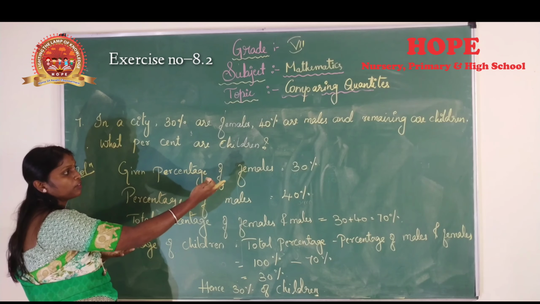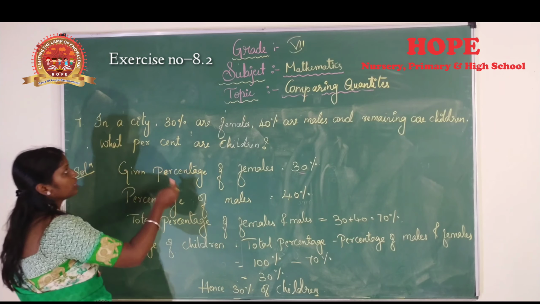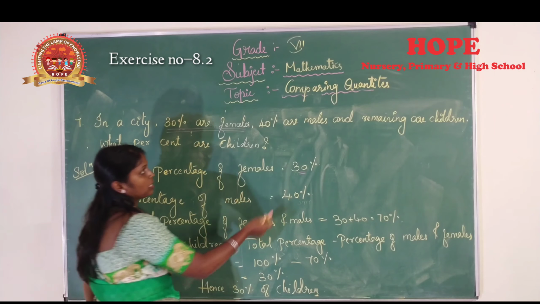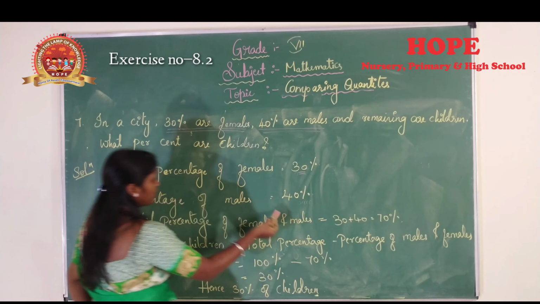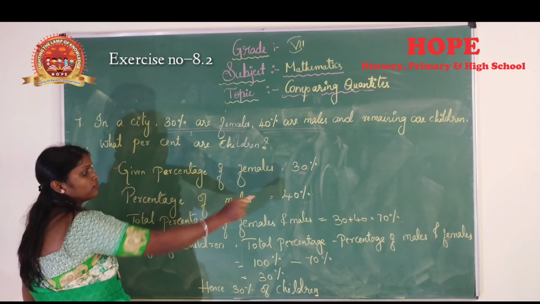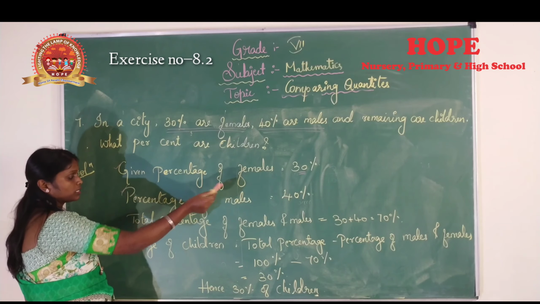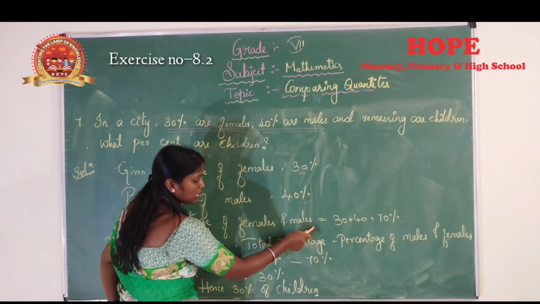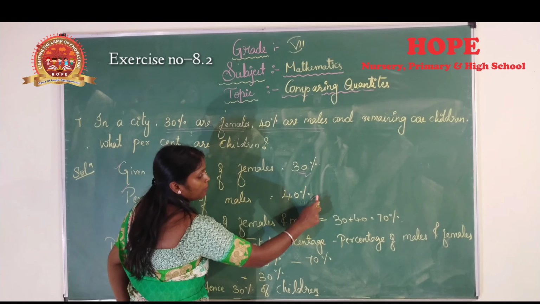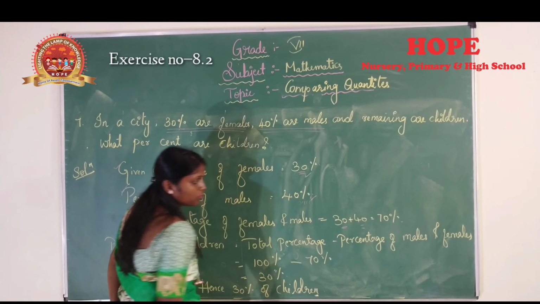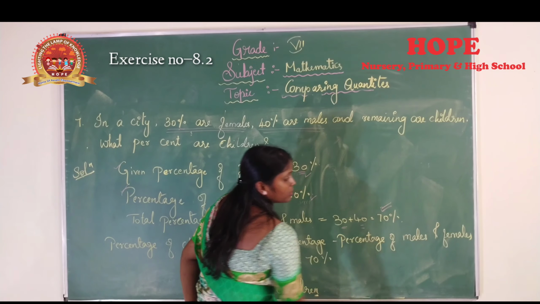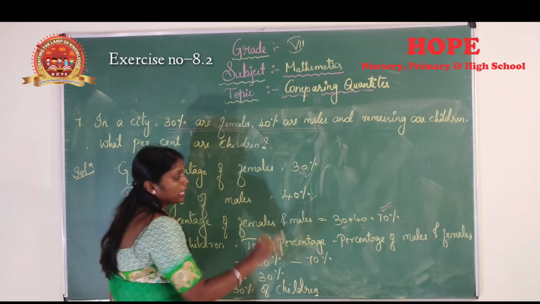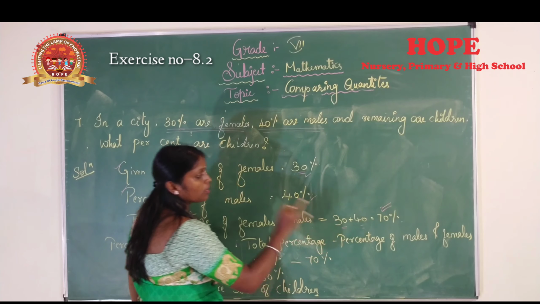Given percentage of females is 30, which is given in the question. Percentage of males is 40. That's what we have entered here. So the total percentage of females and males will be 30 plus 40, which we have written here, which is equal to 70%. So overall we got to know that in that city there are 70% males and females, including both.